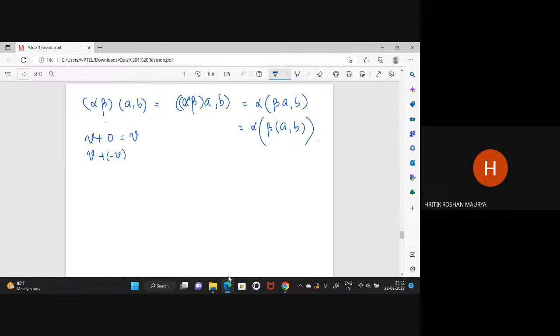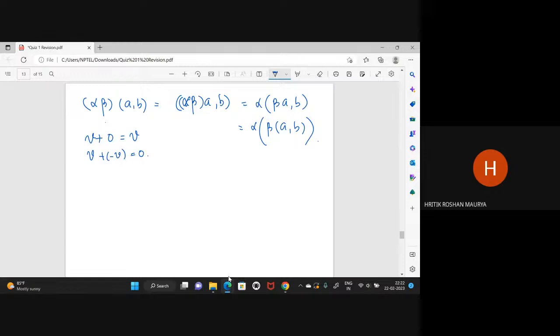As it will be told in the question, not usual. It may be usual or it may not be usual. And I will check whether this evaluates to the null vector or not. And if in both cases the null vector comes out to be the same, then it is okay. And if it is not, then I will certainly say that it is not a vector space.